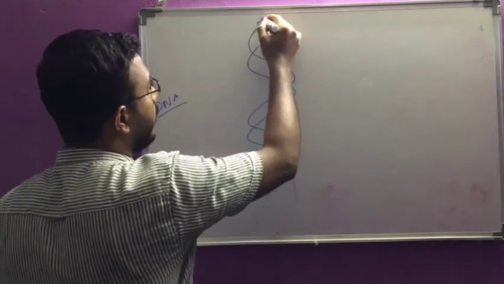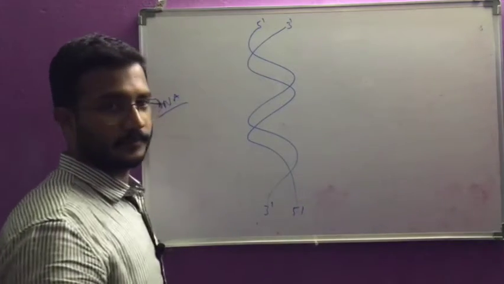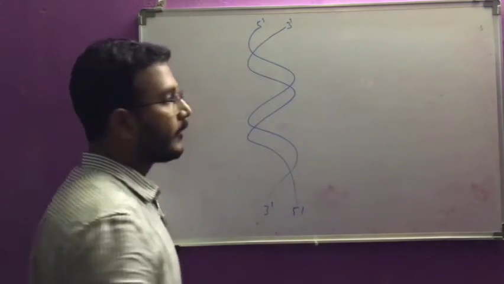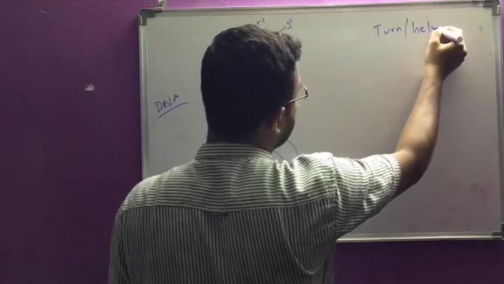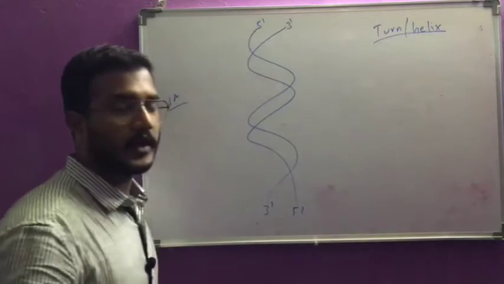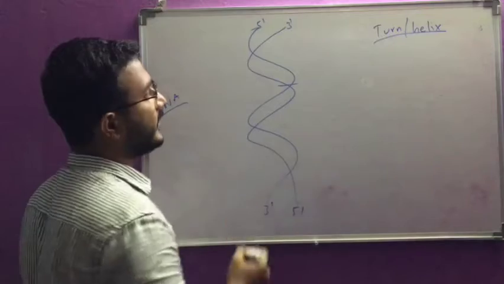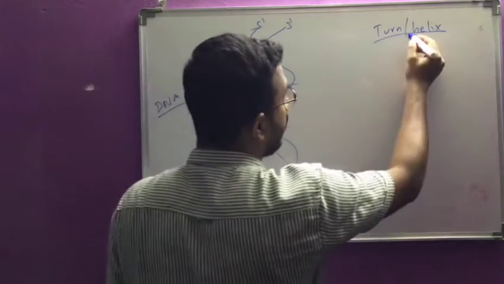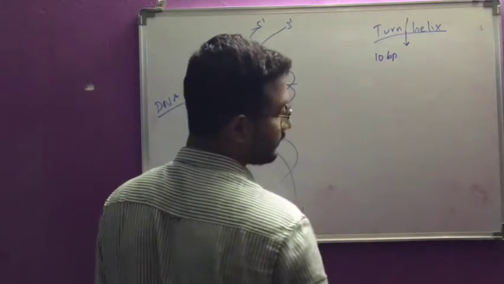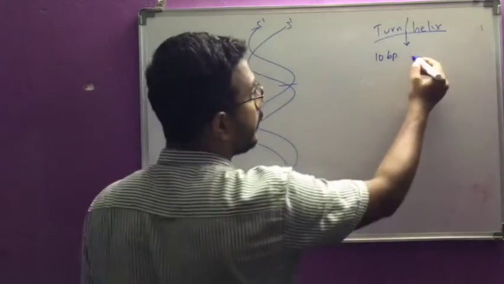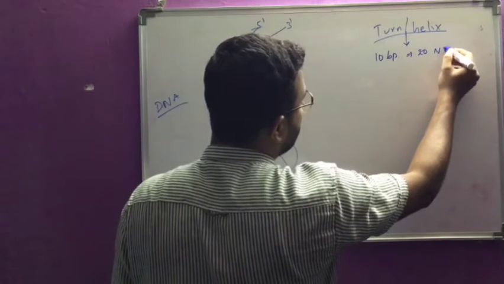Already I told you about the anti-parallel nature and what the 5 prime and 3 prime ends are. After this we have to know a turn or helix. What is a turn and how many base pairs are present in that turn? From here to here there is a turn. So one helix or one turn contains 10 base pairs. That means a total of 20 nitrogen bases we have.